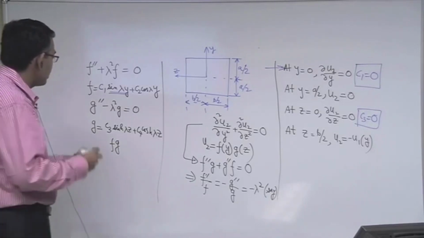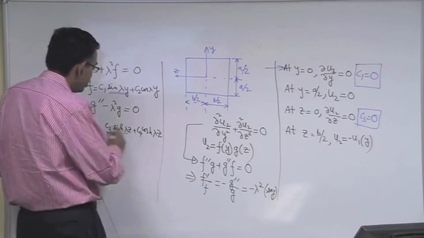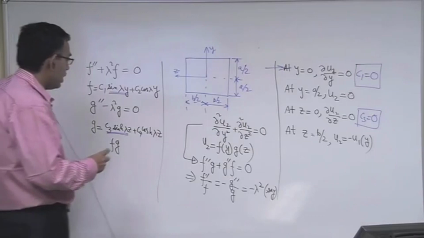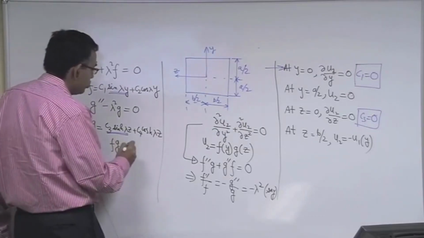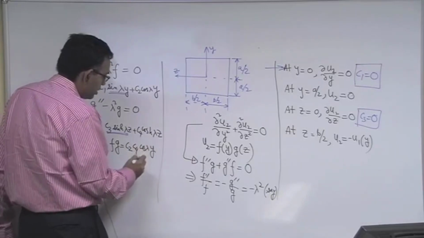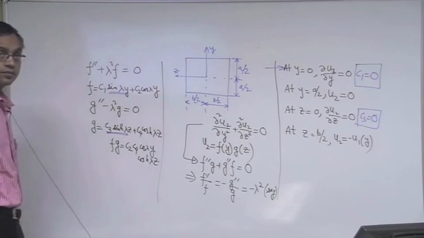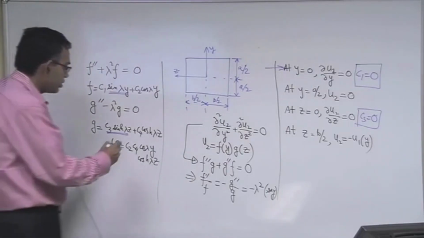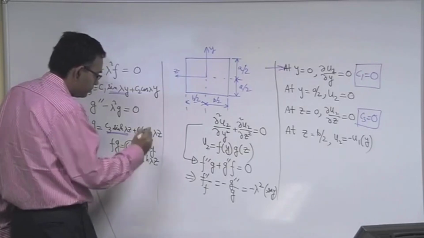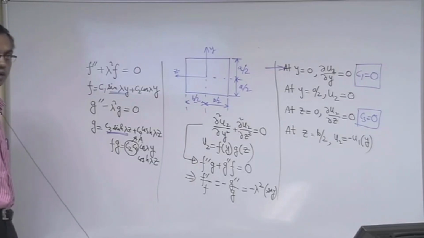So, that means you get f into g. Now, you have these two terms which are underlined here are 0. So, you have f into g is equal to C2 C4 cos lambda y cos h lambda z. This C2 C4 let us call it A, a new constant.